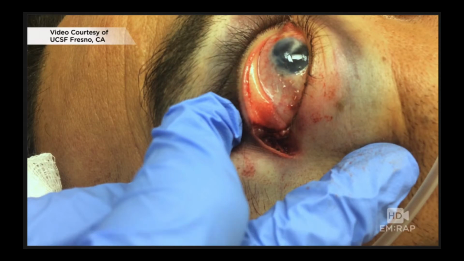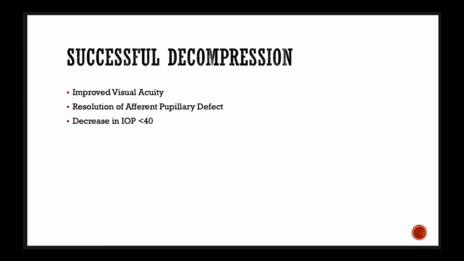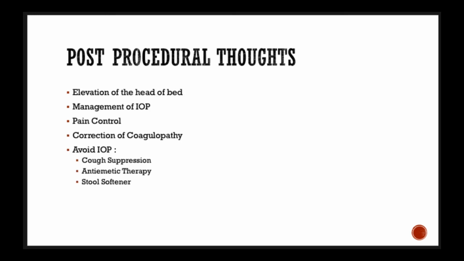You know you've had success if the patient endorses that they have better visual acuity, if the afferent pupillary defect has resolved, or if they have a decrease in intraocular pressure to less than 40. After this procedure, you need to make sure that you keep the head of the bed elevated. You want to manage the intraocular pressure, whether it's with IV or PO medications. Additionally, control pain, reverse any coagulopathies, and avoid anything which can increase your intraocular pressure.